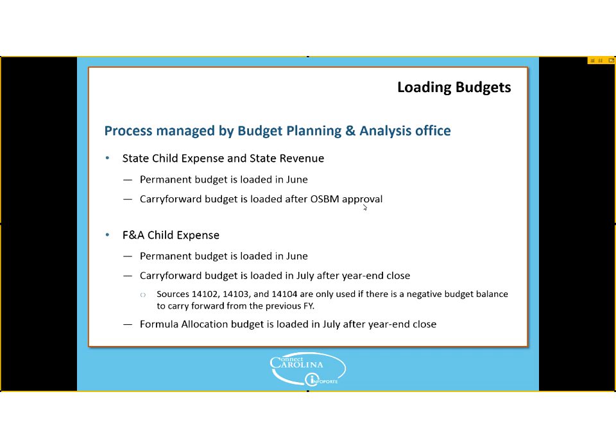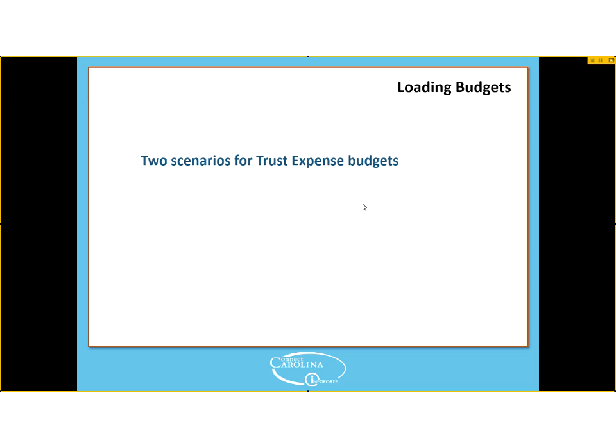And then finally, your formula allocation budget, that will be loaded in July after year-end close. Again, have to make sure all the dollars have been processed for FY16, and after the year closes, the formula allocation will run and your budgets will be loaded for that as well.